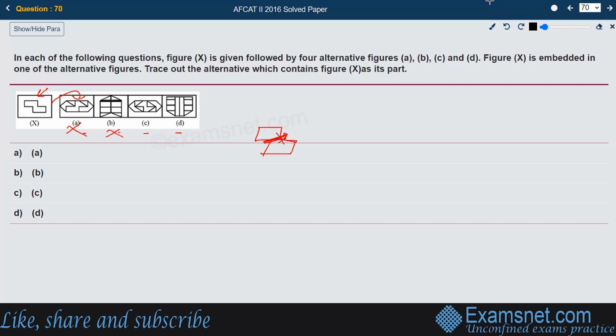Option C thoroughly doesn't contain, or if you see option D rather, option D thoroughly doesn't contain. There is no vertical horizontal lines here. So option D also cannot be the right answer. So the right answer is option C.